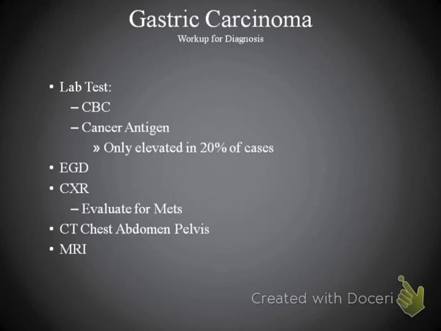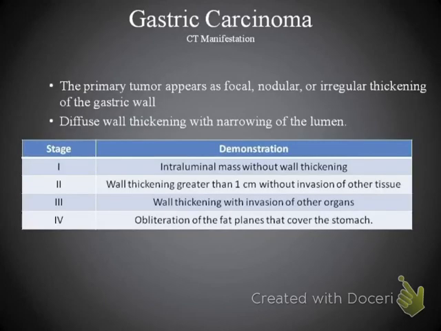So the workup for diagnosis for gastric carcinoma is pretty simple. We have lab tests such as CBC, cancer antigen, but it's only elevated in 20% of the cases. EGD, chest X-ray to evaluate for METs, CT chest, abdomen, pelvis, and MRI. So the way that it looks on CT, the primary tumor appears as a focal, nodular, or irregular thickening of the gastric wall. Diffuse wall thickening with narrowing of the lumen.